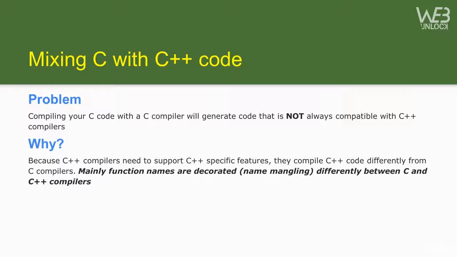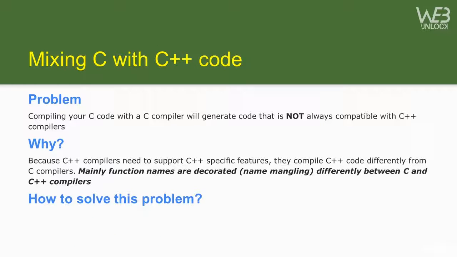The main reason for that is that C++ compilers support a feature in C++ called function overloading. I'm not going to go into that in detail because that's a C++ specific feature that should be covered in a C++ course. However, the goal of this lecture is to understand how you can use your C code from within a C++ project in case you need to do so in the future.